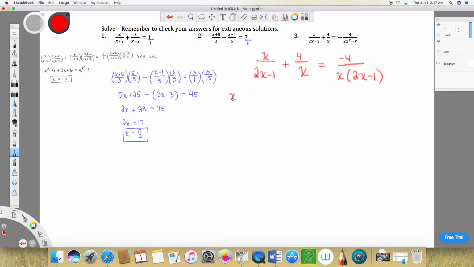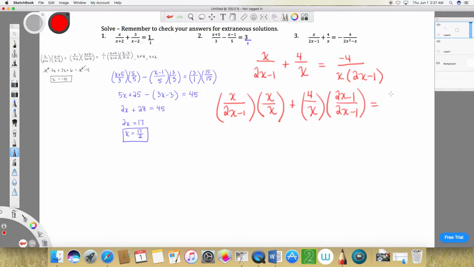I'm going to come back to this first term. I'm going to multiply this first term by the number 1, but I'm going to write 1 as x over x. Now this first term has the denominator that I need, x times 2x minus 1. This second term here, I'm going to multiply it by the number 1, but I'm going to write 1 as 2x minus 1 over 2x minus 1. The right-hand side, I'm just going to leave alone. It has the denominator that we need.